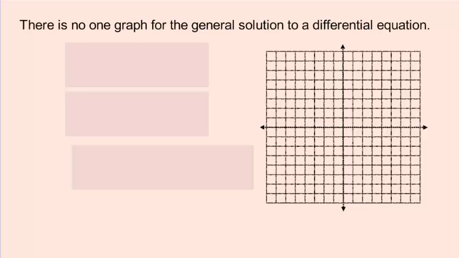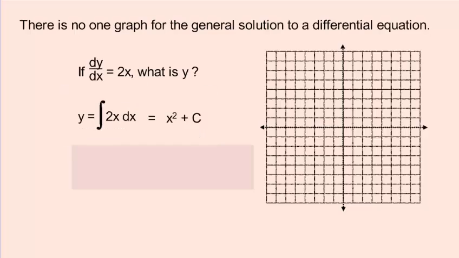There is no one single graph for the general solution to a differential equation. For instance, if I know the derivative of y with respect to x equals 2x, I can kind of figure out what y is. I'd have to integrate it. Integrating dy over dx would leave me with y, and then integrating the right side would give me x squared plus c. This x squared plus c is my general solution.